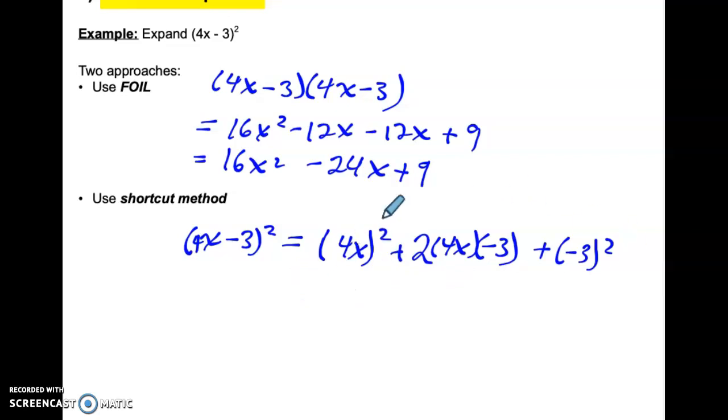So you can do this in one step because you don't need to write out this middle step. But squaring the first term would be 16x squared. First times last times 2 would be negative 24x. And squaring the last term would be 9. And that gets us to our answer in one step. So this is much quicker, and I do recommend that you guys use the shortcut method whenever you see a bracket squared.